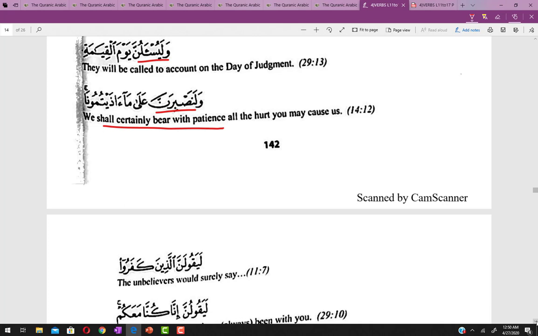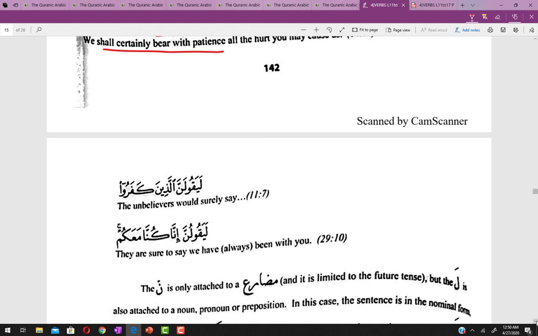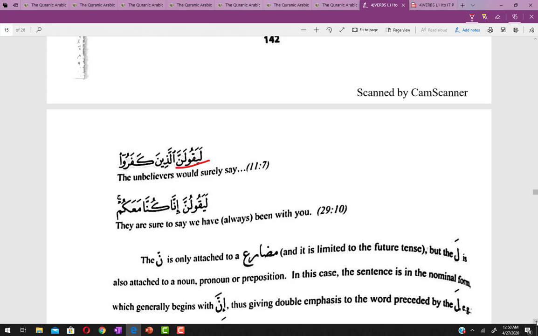La yaqulanna alladhina kafaru. So here we have qala yaqulu, la yaqulanna alladhina. The unbelievers would surely say. So here we have la yaqulanna is our word, and we have la yaqulanna inna kunna ma'akum. They are sure to say, we have always been with you. So these were some of the examples. And the noon shadda is only attached to mudare, and it is limited to the future tense.